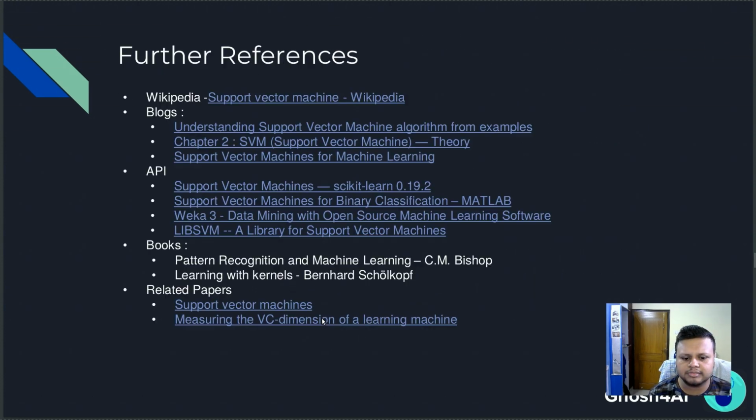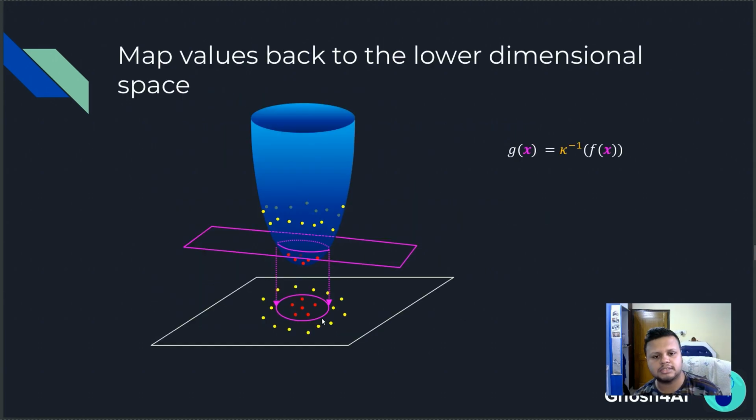So with this, we can say that this is the end of the support vector machine section. And here you have learned how we can use this kernel trick to map samples from a lower dimension to a higher dimension, and we can draw this hyperplane in that dimension and then map it back.